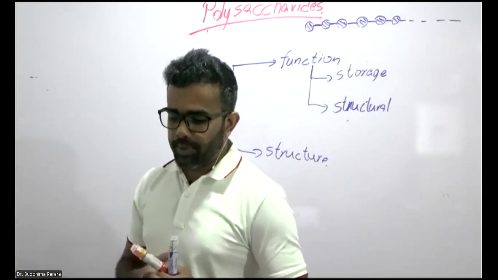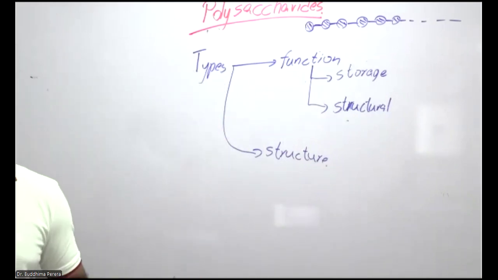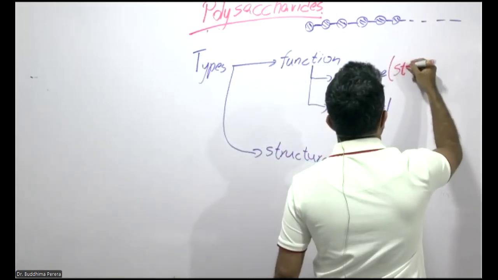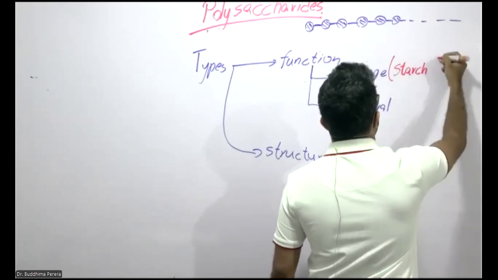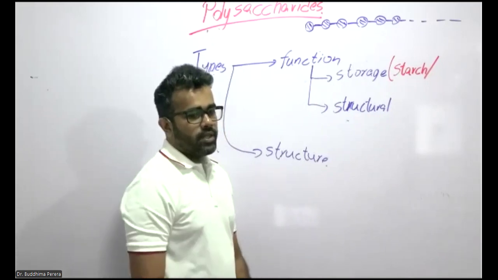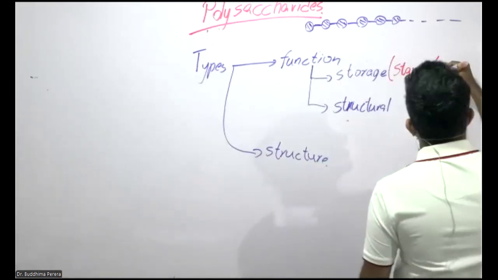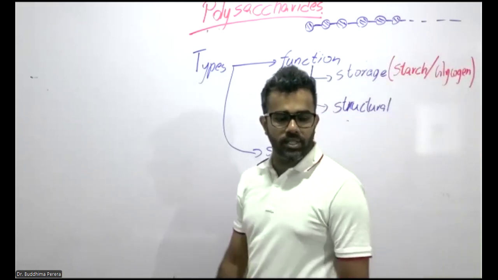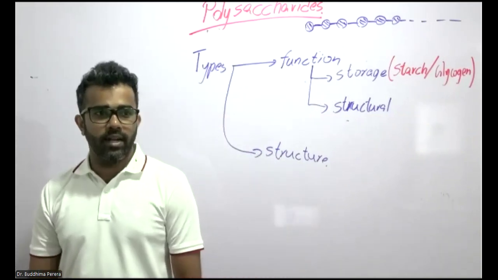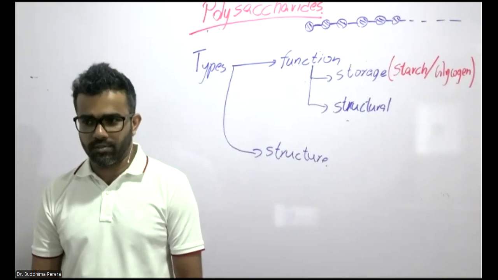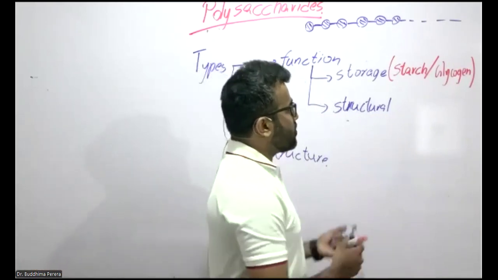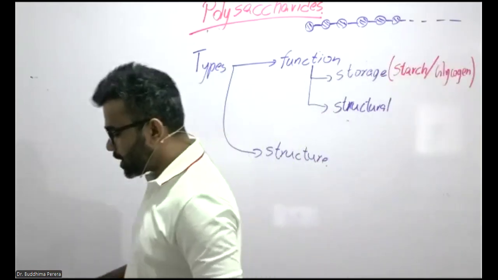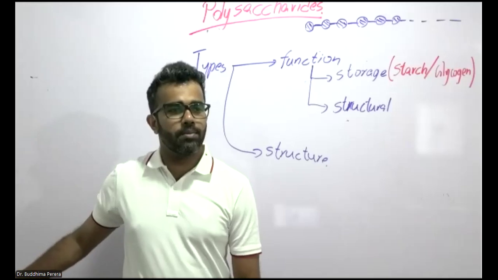So starch is the storage polysaccharide of plants. Then what is glycogen? Glycogen is the storage polysaccharide of animals and fungi. Both store glycogen, right? So why are we storing these polysaccharides?